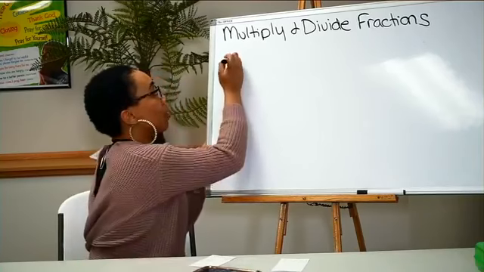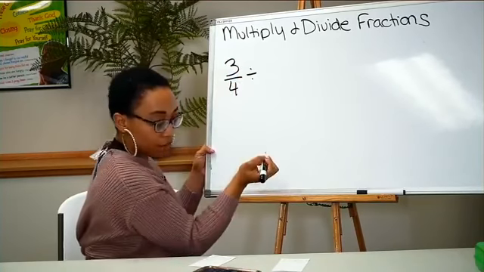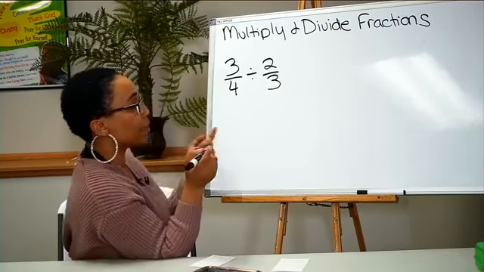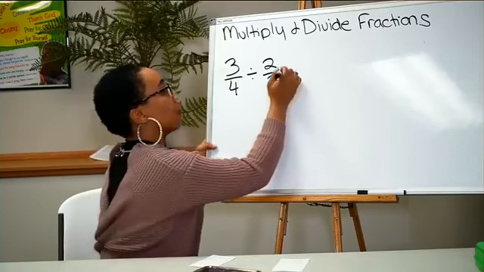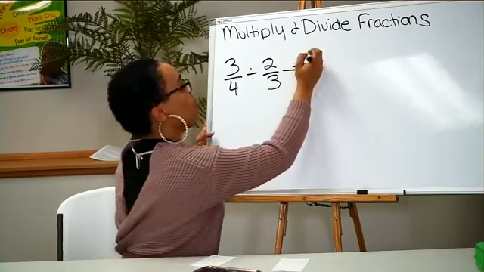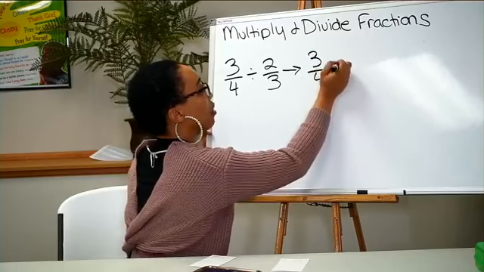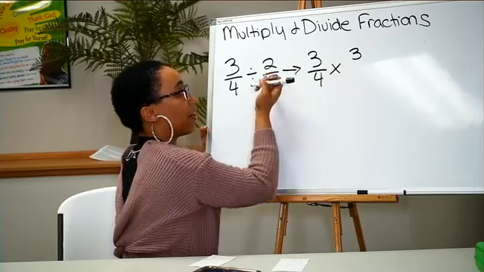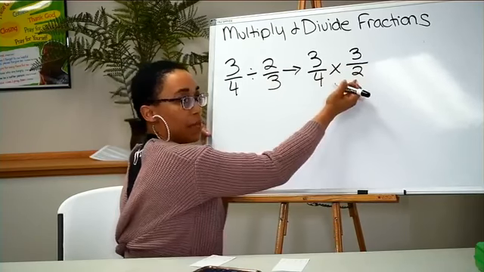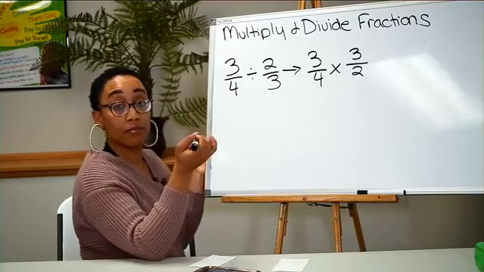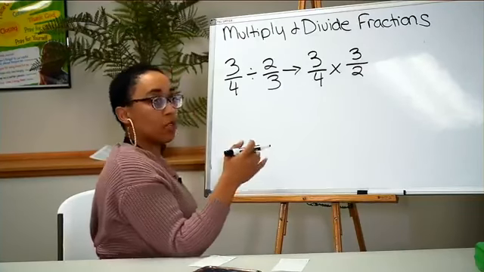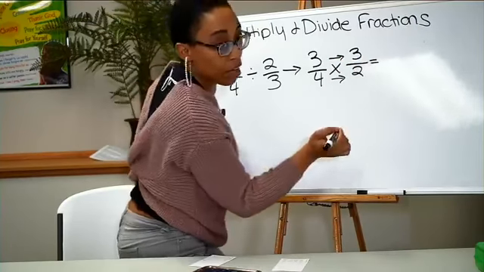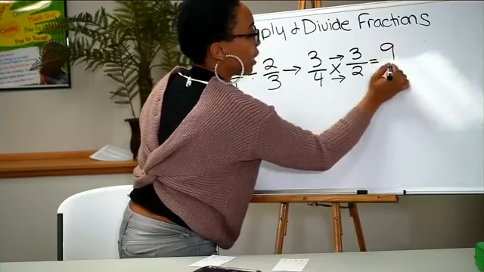Okay, let's do 3/4 divided by 2/3. Okay, so our first step is to flip the second fraction. So it transforms to 3/4 times, we're going to flip it. So now 3 is the numerator where it was the denominator, and 2 becomes the denominator where it was the numerator. Okay? And so now, since we're just multiplying fractions, we just multiply across. So 3 times 3 is 9. 4 times 2 is 8.